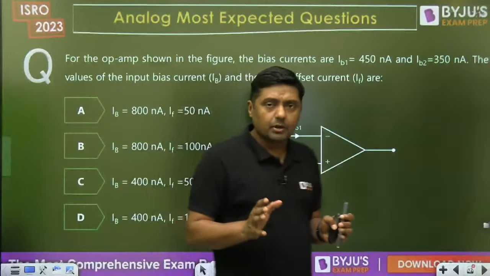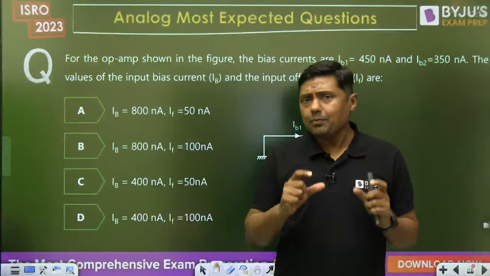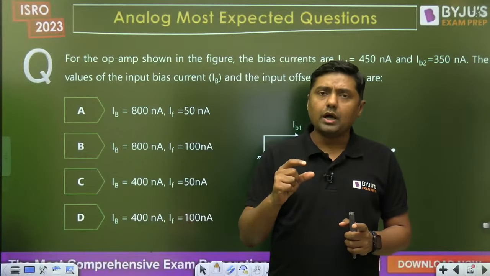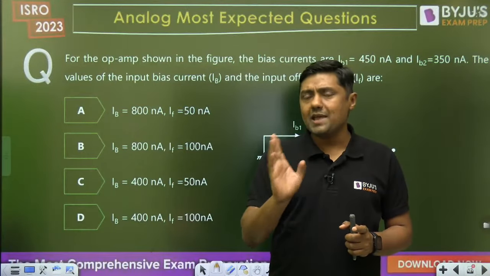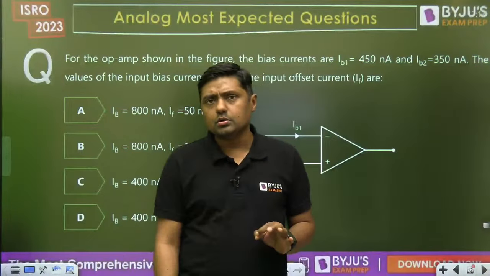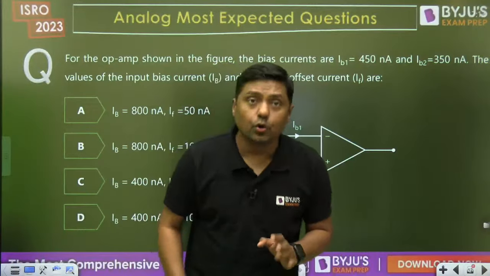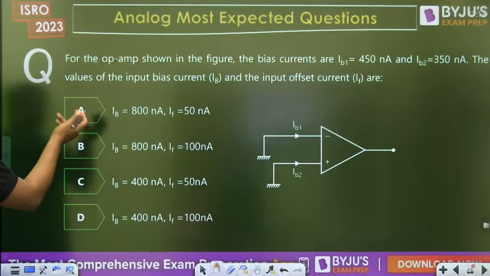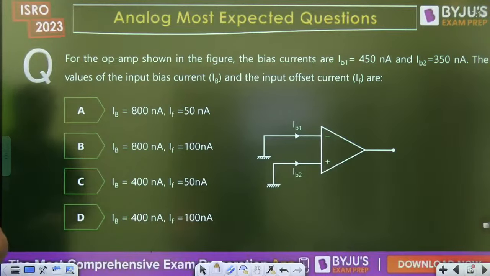First of all, remember, operational amplifier is unbalanced. We are giving two separate currents, IB1 and IB2, so that without any input, the output will become 0. So new student, old student, if you have the idea which answer is correct, give me the answer for the input bias current and input offset current. Just I will give you the quick idea about this topic.